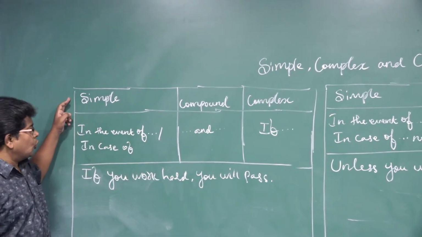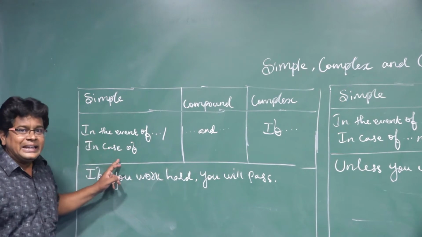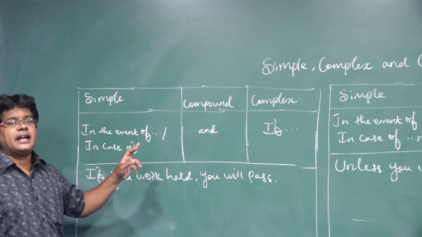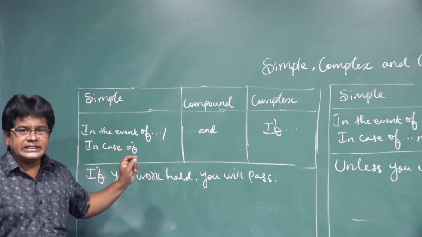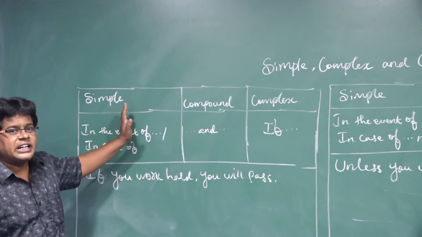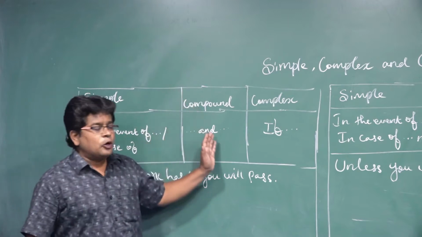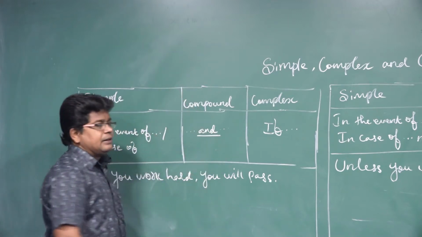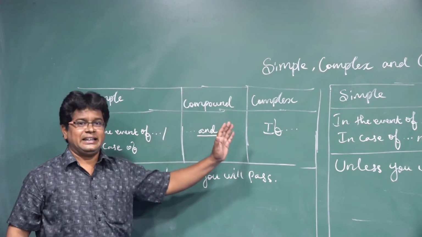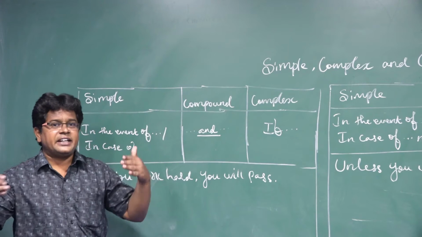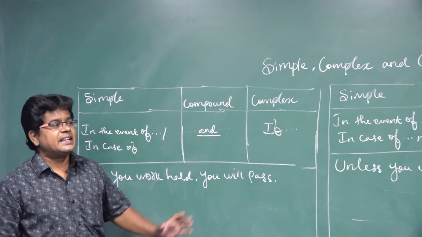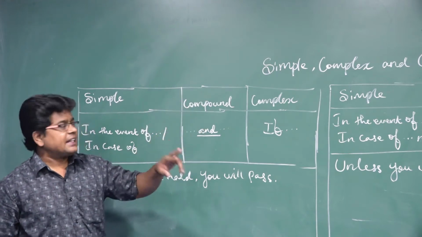Simple, I have given the rule: in the event of or in case of. In the first part I told that whatever comes in the simple sentence has to be considered as a phrase. In compound sentence, I have used and. What is and? And is a coordinate conjunction, that is CC. What is the work of that conjunction? Connecting the two sentences. It acts as a bridge between the two main clauses. That's why we say coordinate conjunction.